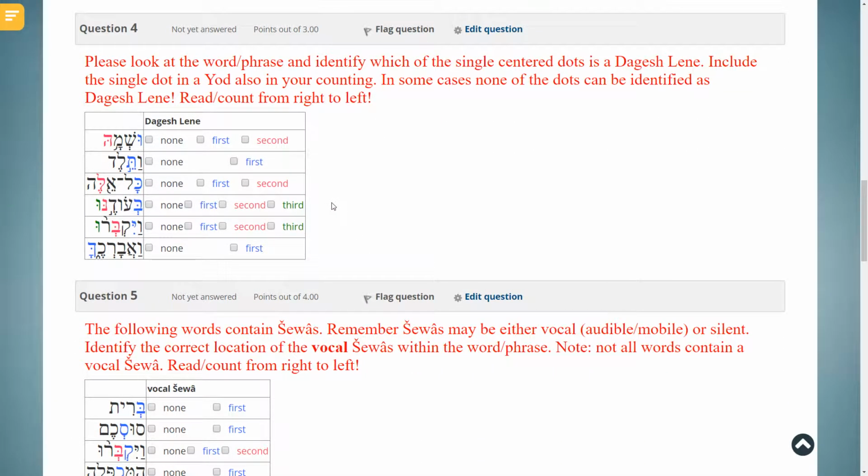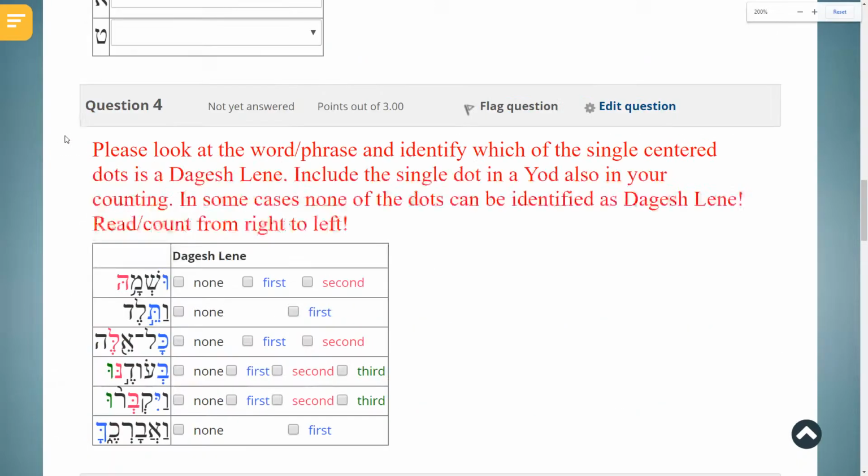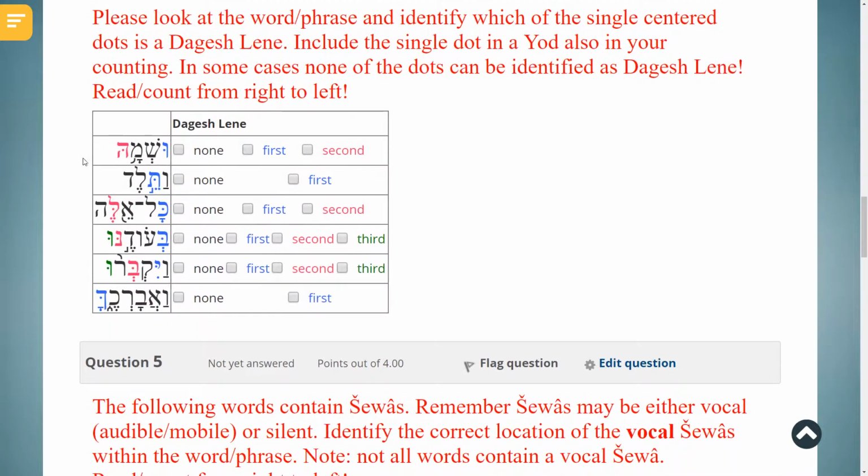Then we ask to identify Dagesh Lene. So each of the dots needs to be analyzed, and then the student needs to define whether one of the dots is actually a Dagesh Lene or not. So in this case, the first dot, if that would be a Dagesh Lene, you would click here. If it's the second dot, you see red, well, then you would have to click here. Well, in this case, there are no Dagesh Lenes, and so on.